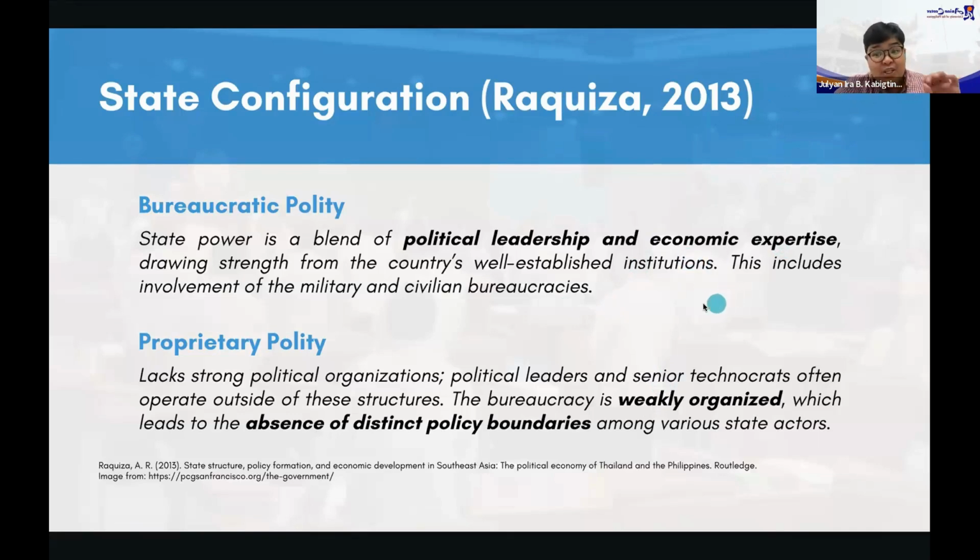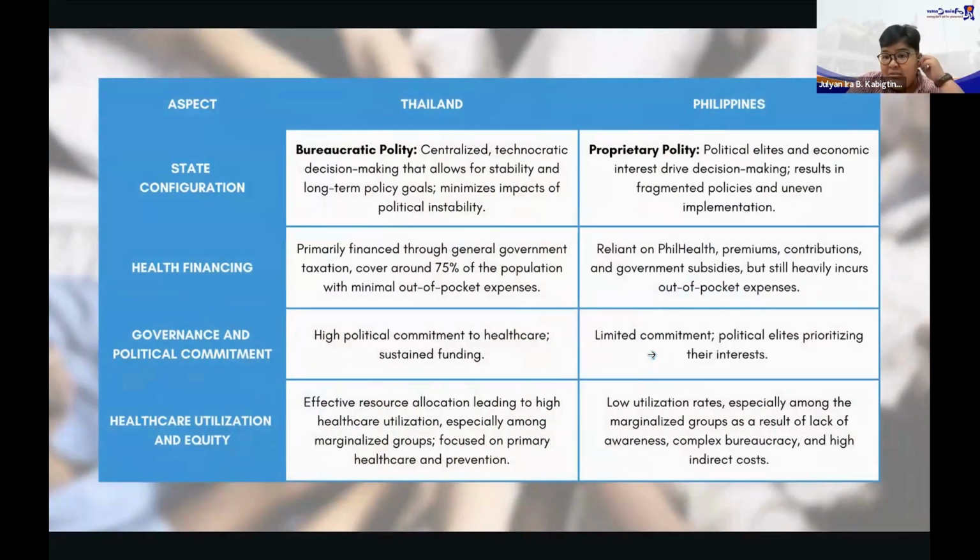To give you a short but comprehensive perspective of how I compare these two, here is a table. So in my paper, I divided it into four aspects. You have state configuration, health financing, government and political commitment, and healthcare utilization and equity. For Thailand, I characterized it as having a bureaucratic polity, wherein centralized and technocratic decisions allowed for stability and long-term policy goals, which minimizes the impacts of political instability.